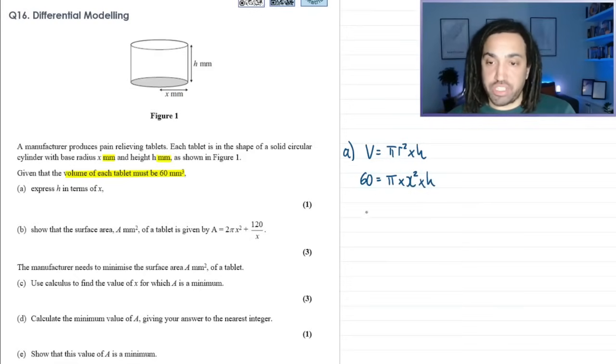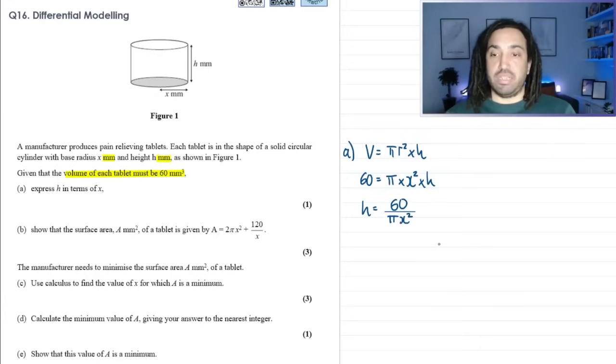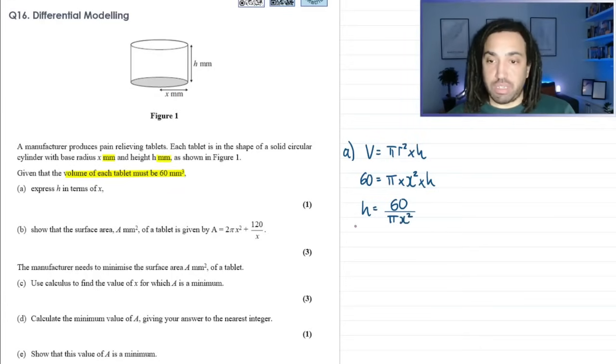So express h, so we need to make h the subject, so we're going to take the 60 and we're going to divide through by the pi and the x squared. And there we go, that is h, 1 mark in the bag.